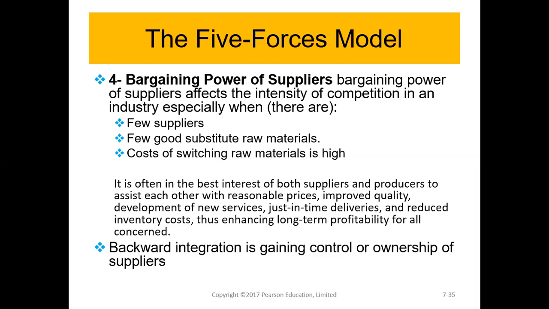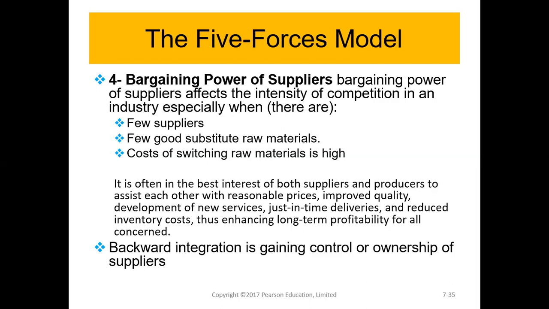And if there are few substitute raw materials, you cannot switch raw materials because there are not enough substitutes, so you have to depend on those suppliers. And the cost of switching raw materials is high. If you decided not to buy that raw material because that supplier is giving you a higher price, the cost to change to a new raw material is high. So in that case, it's often in the interest of both the supplier and producers to help each other with good prices that will help them improve the quality, develop the services, deliver, and reduce the inventory.